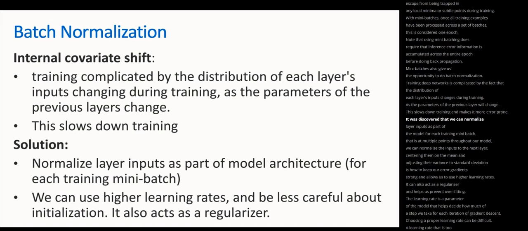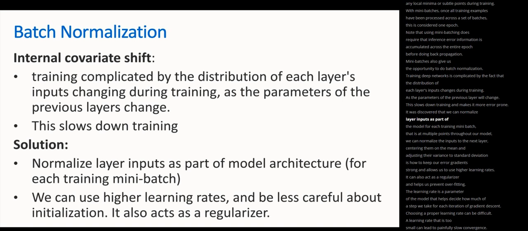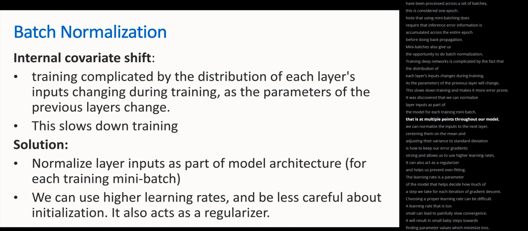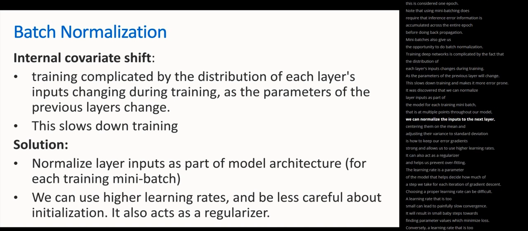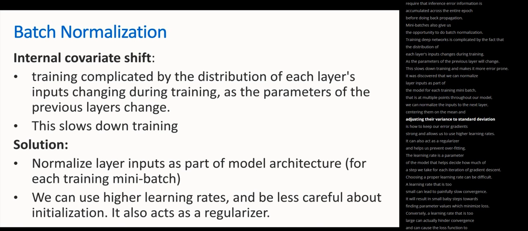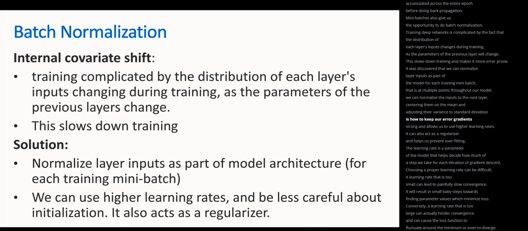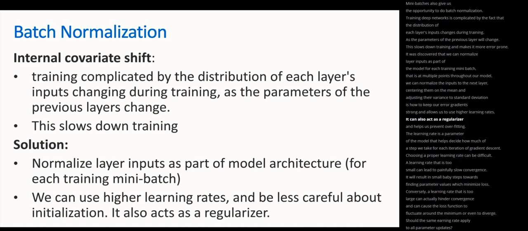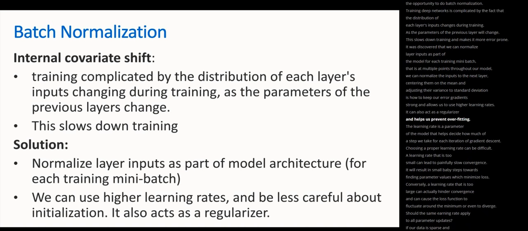It was discovered that we can normalize layer inputs as part of the model for each training mini-batch. That is, at multiple points throughout our model, we can normalize the inputs to the next layer, centering them on the mean and adjusting their variance to standard deviation. This helps keep our error gradients strong and allows us to use higher learning rates. It can also act as a regularizer and helps us prevent overfitting.